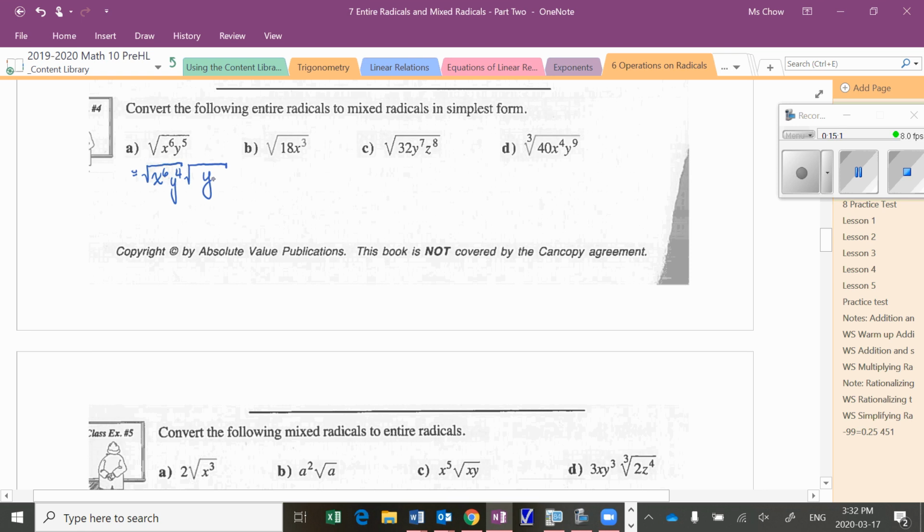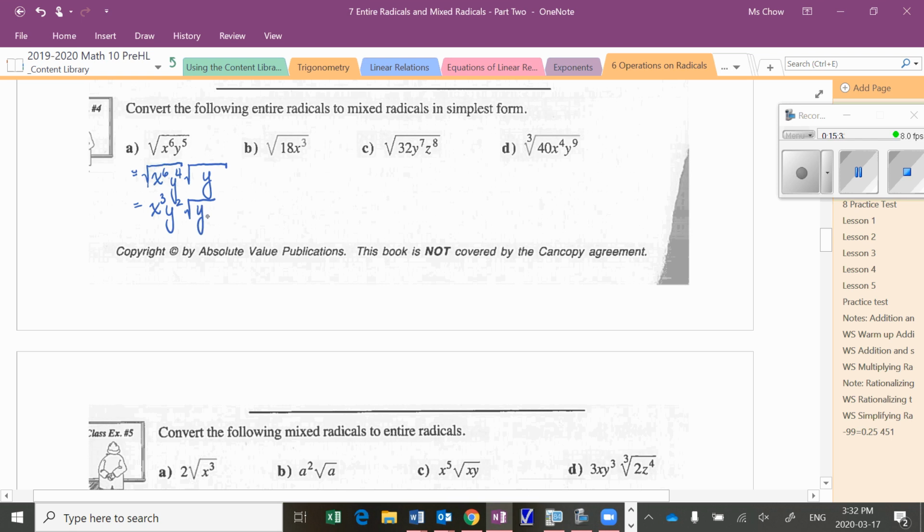And so the square root of x to the 6th, y to the 4th, times the square root of y is equal to the square root of x to the 6th times y to the 5th. And then since this is a perfect square, the square root of x to the 6th, y to the 4th is x cubed y squared, and then times the square root of y.